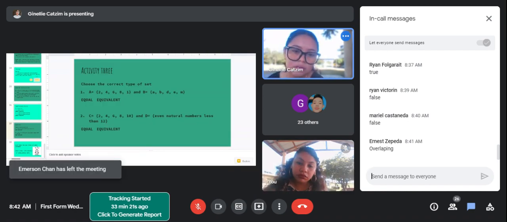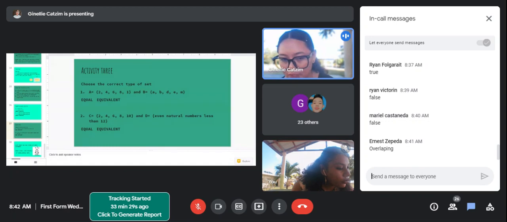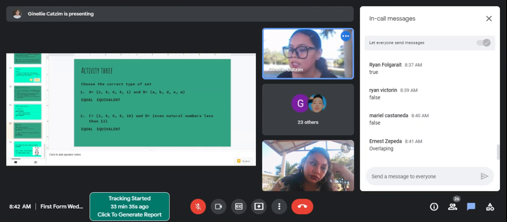Now, this is just choose the correct type of set. Equal and equivalent. Is it A and B equal or equivalent? Just to remind you about the set that we covered yesterday and the one we covered today. Are set A and B equal or equivalent?